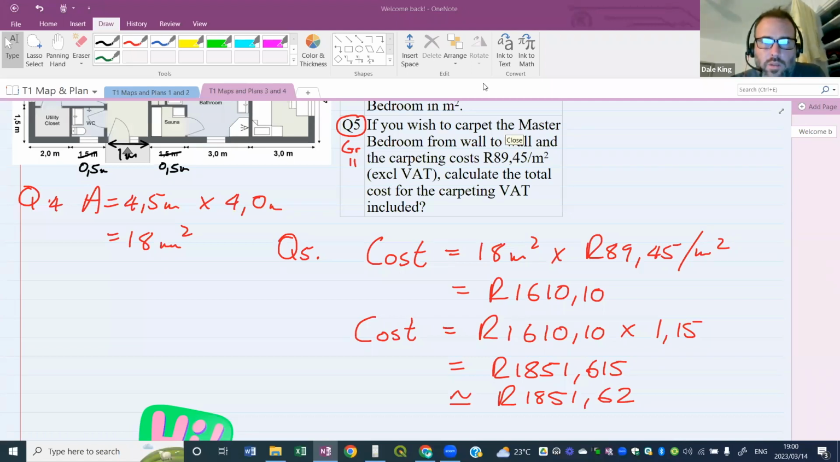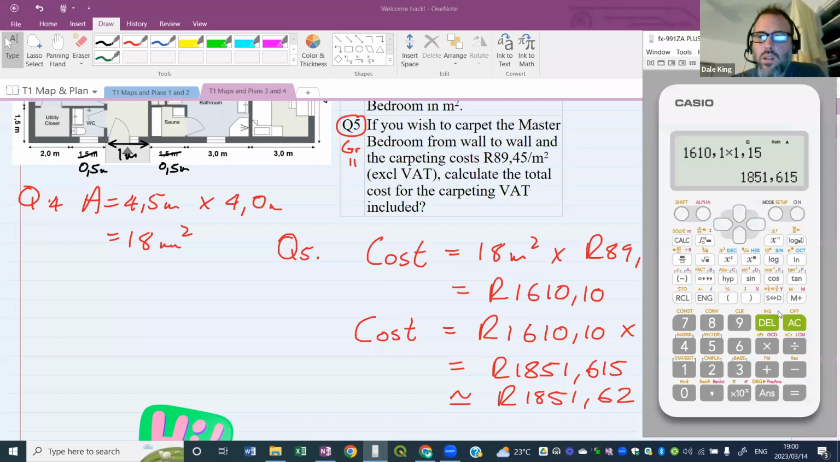Tabiso, do you want to turn your mic on and then you can tell us what you're seeing on your calculator? Tell us what you're seeing. Can you hear me? Yeah, I can hear you. Sir, I think I put the 18 meters squared times the 89. Sorry, say that again. You said you put 18 squared. Yes. Ah, okay. I think there's your mistake.